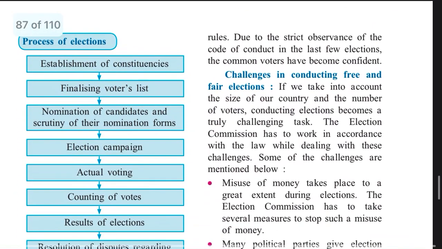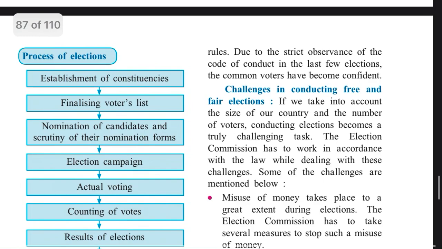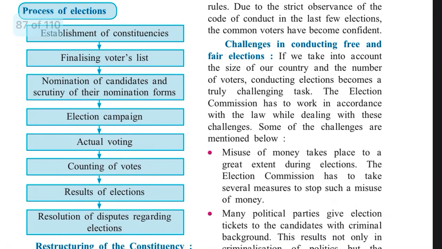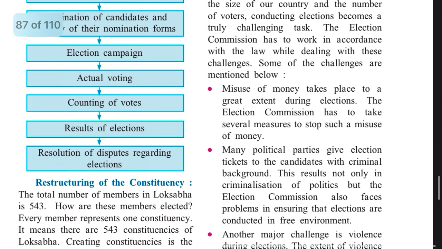Alright. Moving on. Now see how is the process of election. First you have to establish constituencies, मतदार संघ जिसको हम कहते हैं. फिर वोटर लिस्ट को फाइनल करना, कैंडिडेट्स के नॉमिनेशन लेना जो इलेक्शंस के लिए खड़ा रह रहा है. फिर इलेक्शन कैंपेन होता है, रैलीज वगैरह, मोर्चास. एक्चुअल वोटिंग, काउंटिंग ऑफ वोट्स, फिर रिजल्ट्स आते, और रिजल्ट्स के बाद अगर किसी को उस रिजल्ट से प्रॉब्लम है तो वो रिजॉल्व किया जाता है.